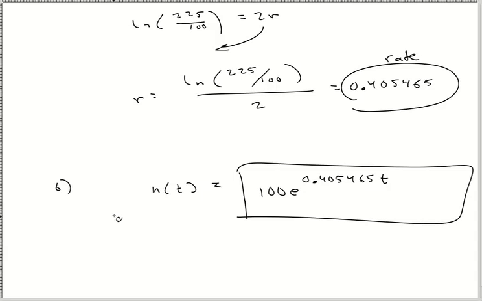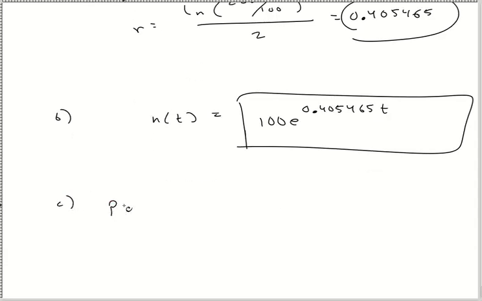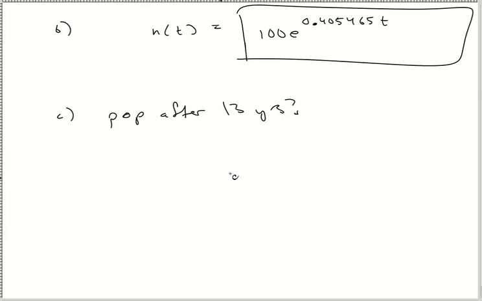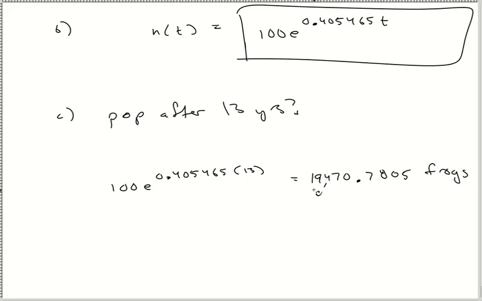The problem continues. Part C, it says, what's the population after 13 years? And so, okay, that's t equals 13. I could just plug it in. And so I got 0.405465 times 13. Plug it all into the calculator, and what you get is 19,470.7805. And this is, guys, frogs. That's a lot of frogs.